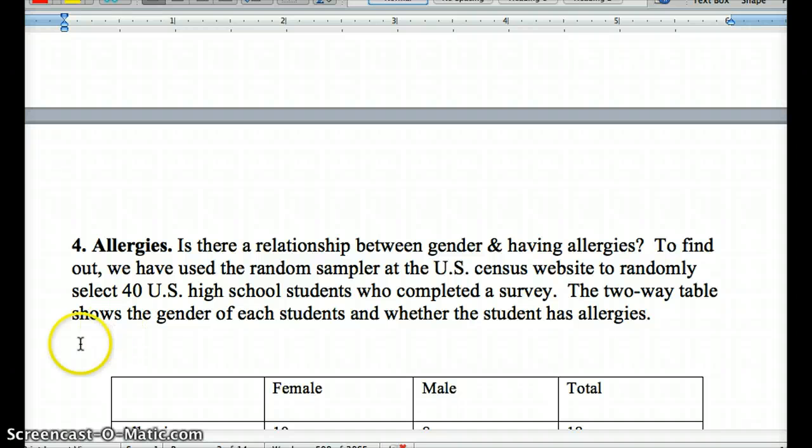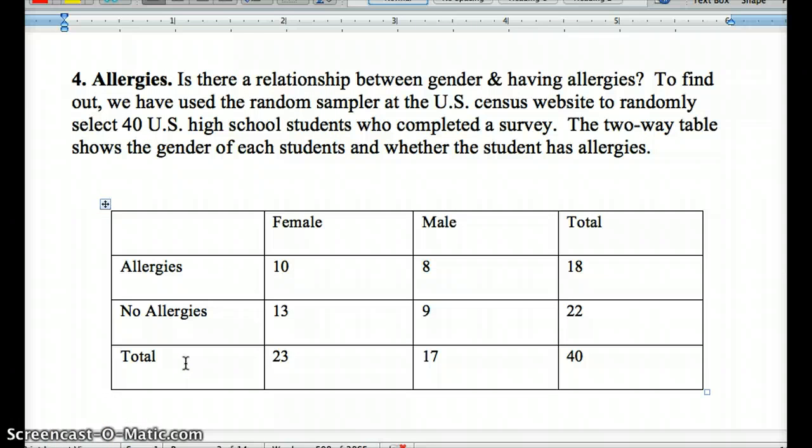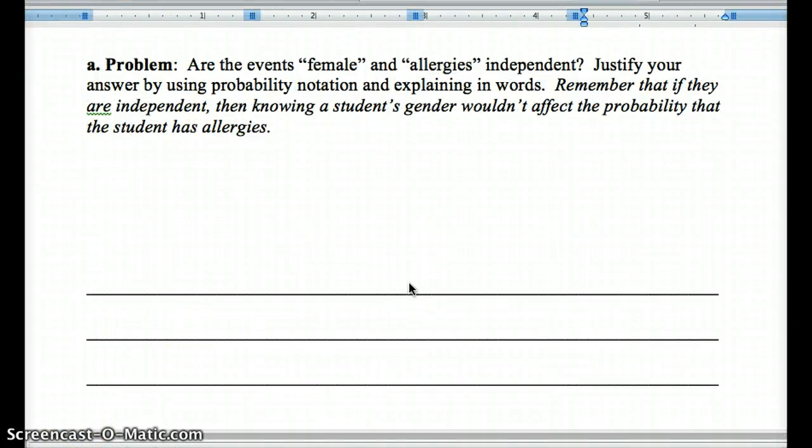allergies. So we're looking at a relationship between gender and having allergies. So here's a table. It's an SRS of 40 students from the US Census. Okay, so use what we just went over to determine if the events female and allergies are independent. So if they're independent, then knowing the gender wouldn't affect the probability the student has allergies. So the probability of allergies should equal the probability of what? Pause right here and answer A.